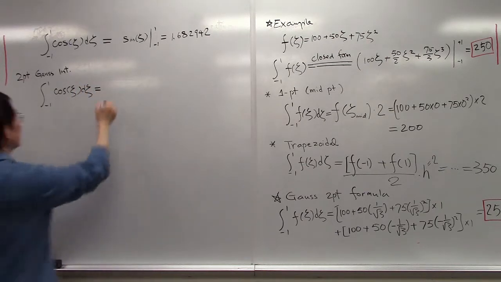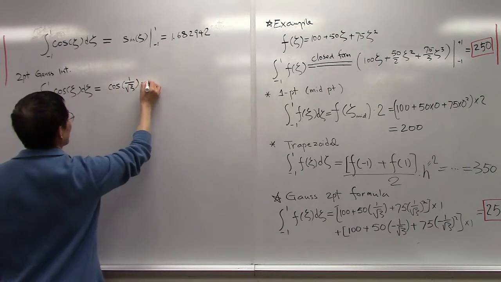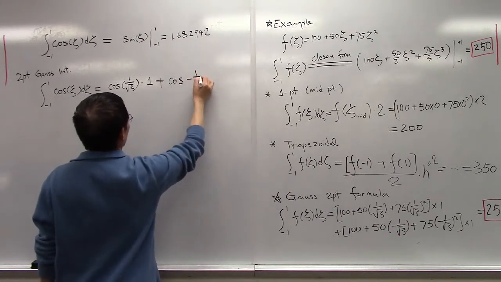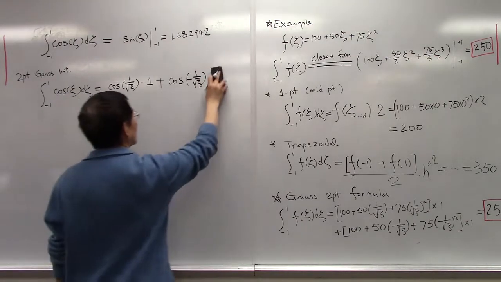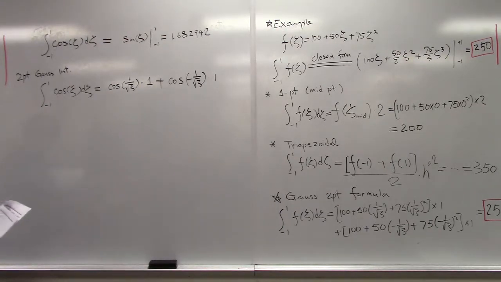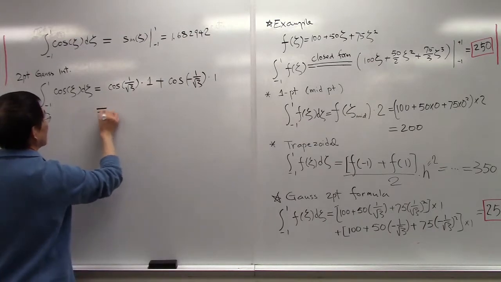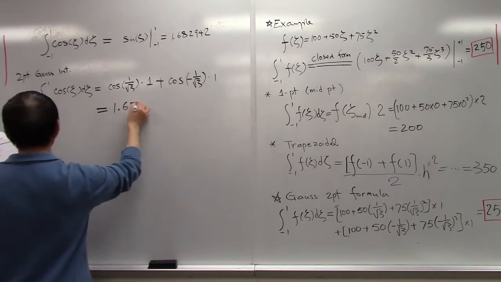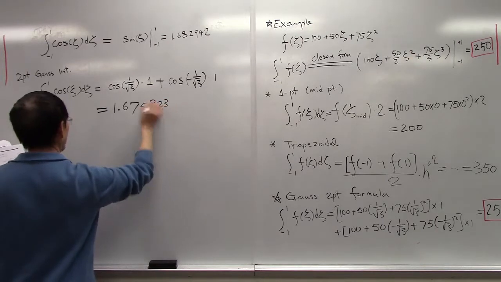And again, we will first evaluate it at 1/√3 times the weight 1, plus cosine of -1/√3 evaluated, times weight 1. Use your calculator. This is equal to that, so it's twice that. At the end, it's equal to 1.675823.